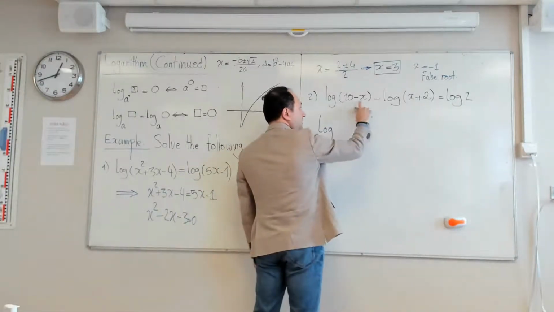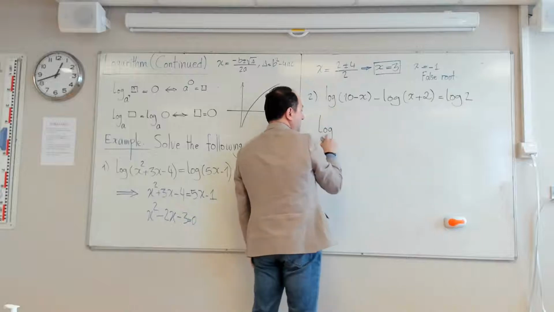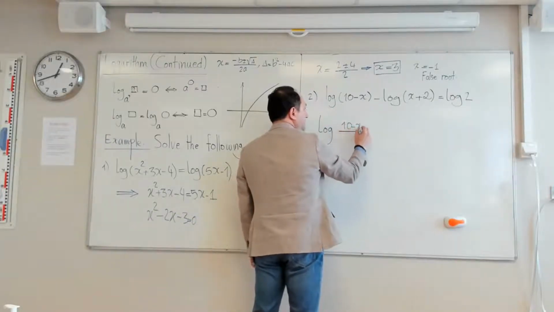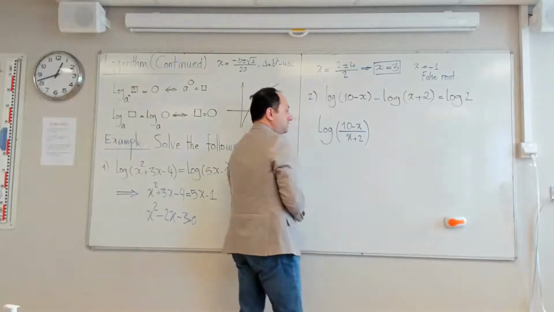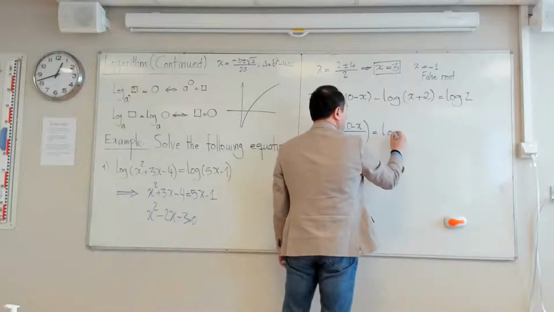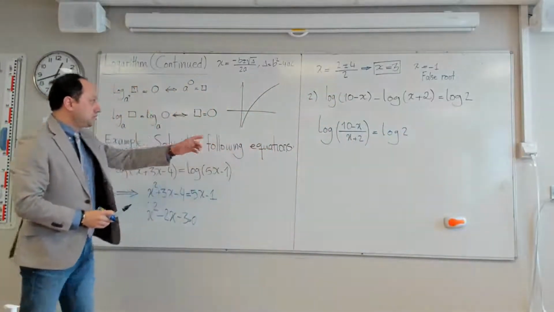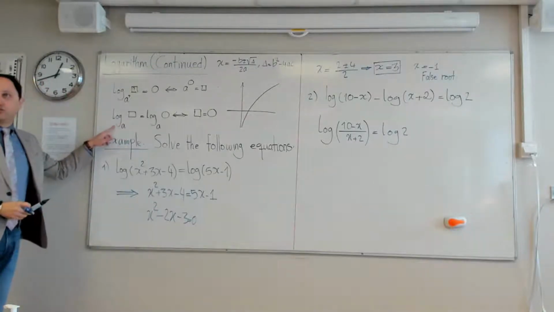Because there is a difference between two logs with the same base, I can write one log. I need to divide this by that. And this is equal to log of 2. I am done now, yes? Do you agree now the form of this equation is comparable to this form?